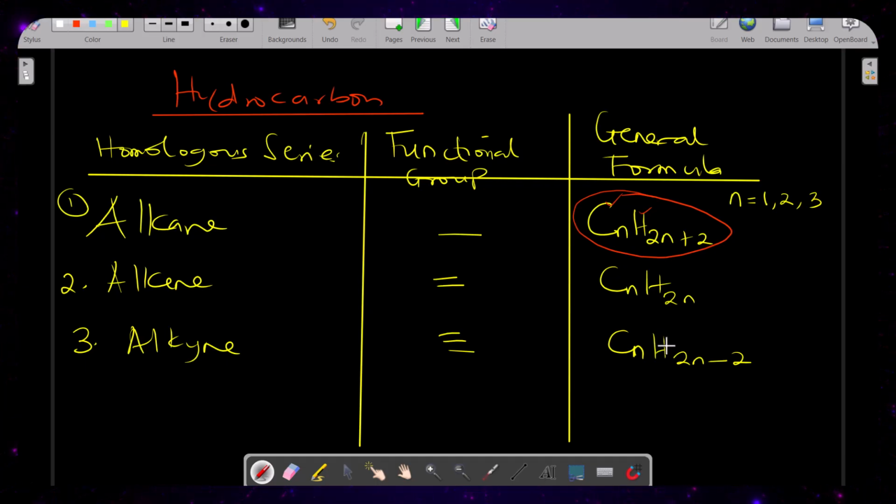Now, before I go over to what we call the non-hydrocarbons, I would like to mention one thing. Since I've already given out this homologous series, and I've also given out their functional group and their general formula, before I go over to the non-hydrocarbons, let me quickly show you their members, how their members are written, or how their members look like, each of them. So let's take a look at this.